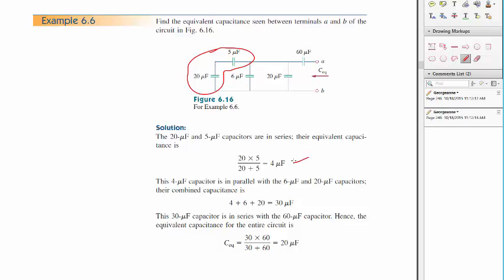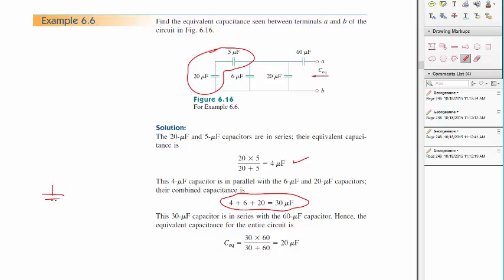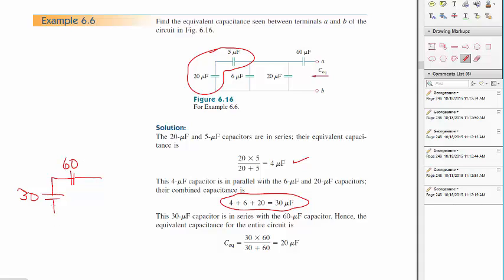So here I compute their total capacitance. At this point, I have a capacitor now in parallel with another capacitor here, in parallel with another capacitor here. So that's what I have here. Since they are in parallel, they just add up. So now I'm down to a circuit that looks like a capacitor here, a capacitor here. This is 30, and this is 60. So we're down to that much of a simplified circuit right now.